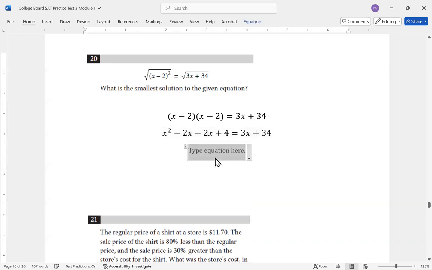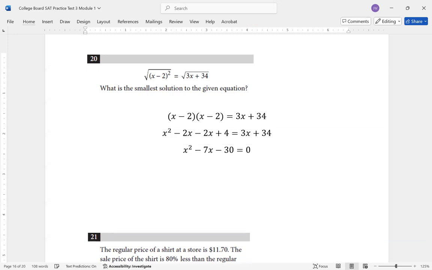When I do that, I end up with x squared, I'll have minus 2x, and then a minus 3x. That gives me minus 7x. And then I'll also subtract 34 from both sides. So we get minus 30 on the left-hand side. Hopefully you followed along with that.